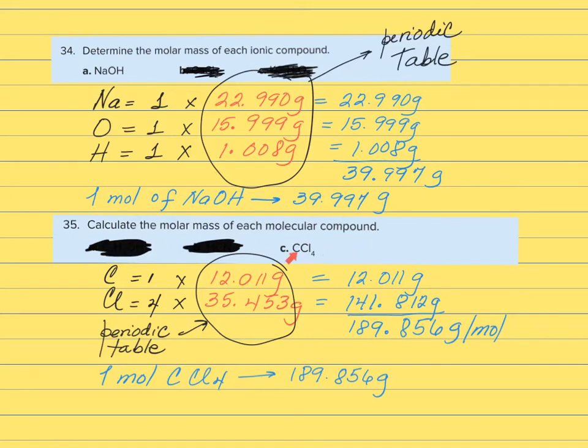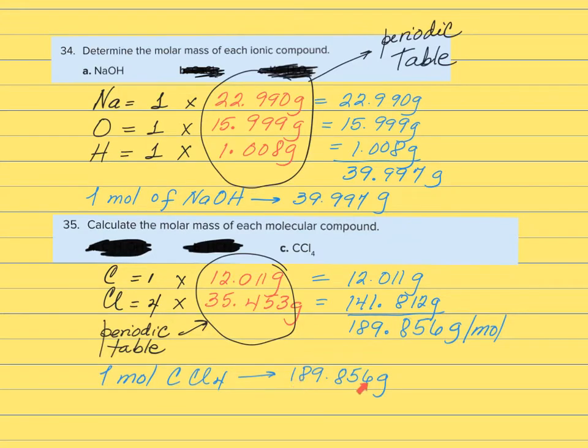Another example over here, see, you have 1 atom of carbon, but you have 4 of chlorine. And that's why you're going to multiply the atomic mass of chlorine expressed in grams, molar mass of chlorine, times 4, the molar mass of carbon by 1. When you add that, the sum of that multiplication is going to give you the molar mass of carbon tetrachloride. In 1 mole of carbon tetrachloride, you have 189.856 grams.